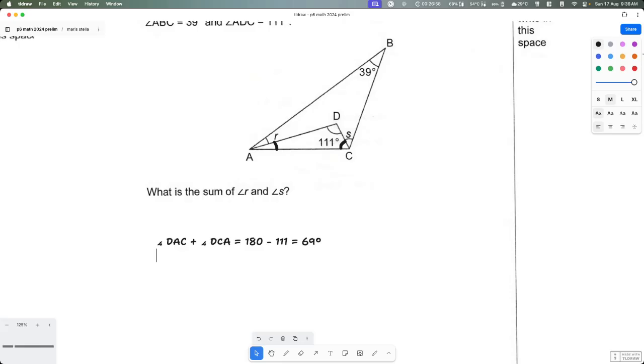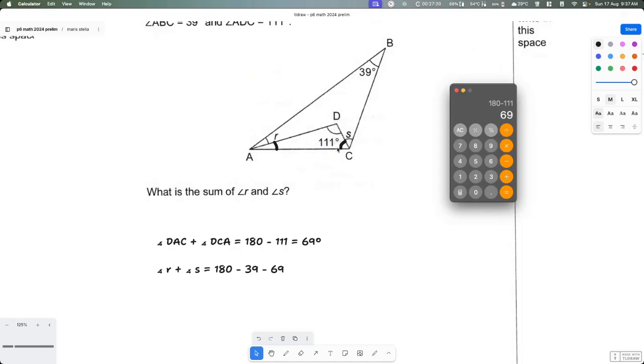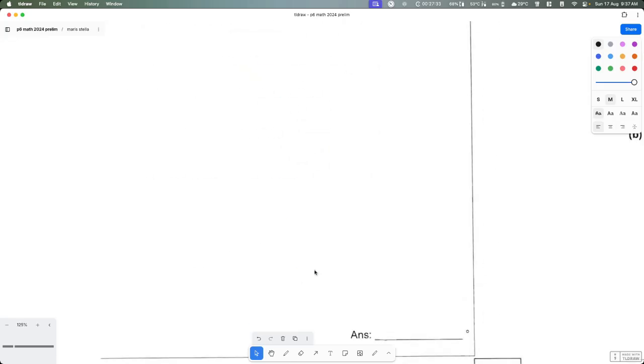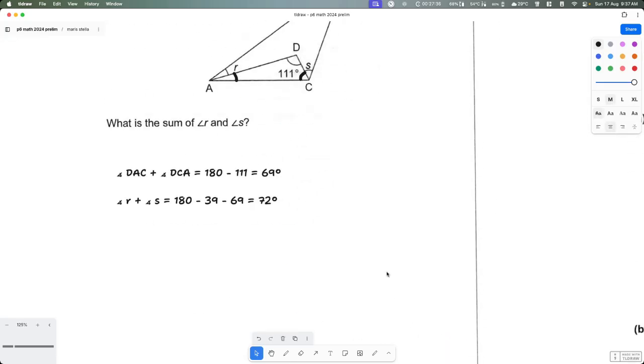So to get angle R plus angle S, it is equal to 180 minus 39 minus 69, since both of these are 69 degrees. So 180 minus 39 minus 69 will give us 72 degrees. There you go. So that's the answer, 72 degrees. Let's move on to the next question.